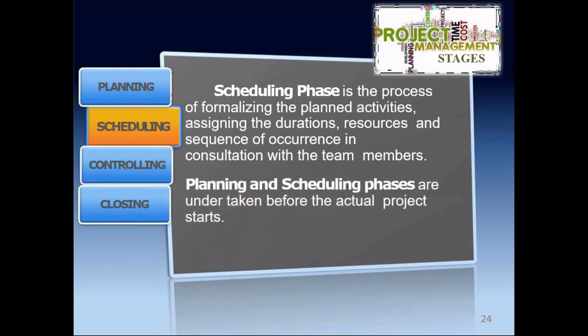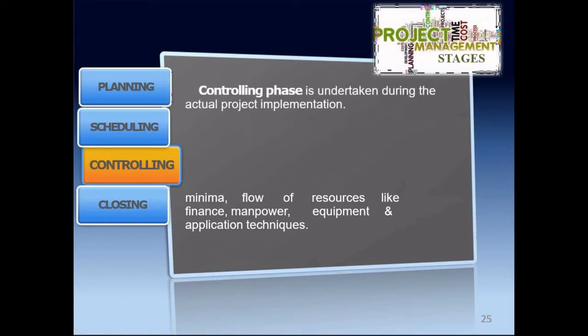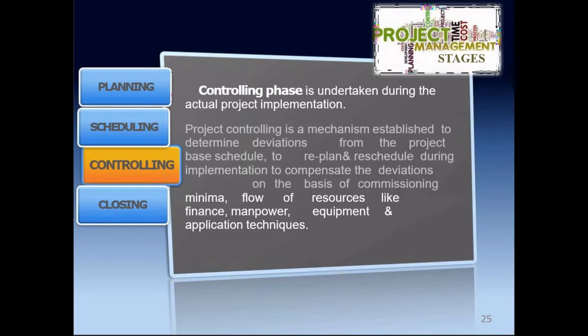Planning and scheduling phases are undertaken before the actual project starts. These two stages are done before the actual execution of the project is started. Then controlling. What is control? The controlling phase is undertaken during actual project execution. Whenever the execution stage starts, the controlling phase starts.